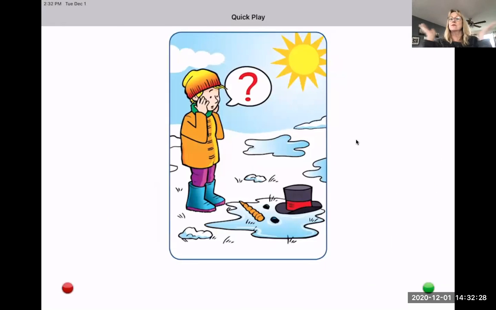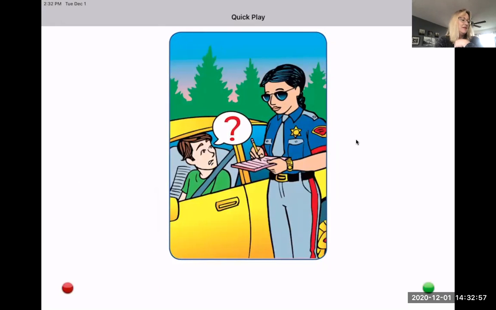Okay, looks like this little girl's asking herself a question. And no one else is around, so she's talking to herself. But what about the snowman's mouth? What happened to my snowman? Can you think of one that starts with where? Where did my snowman go? Yeah, something like that.